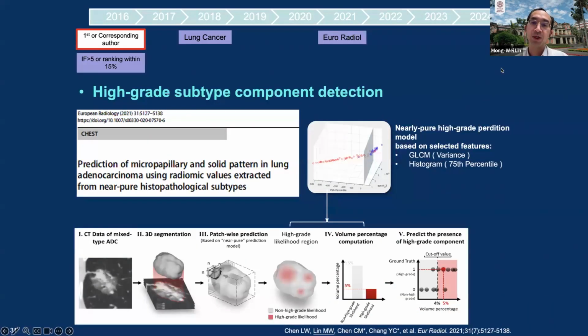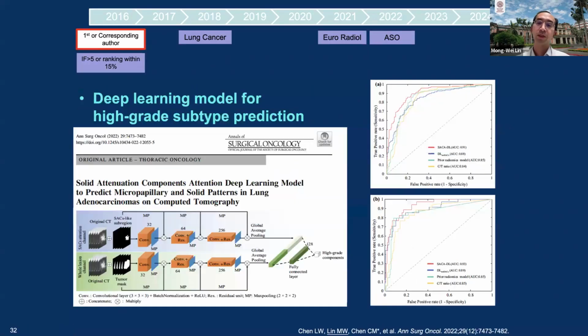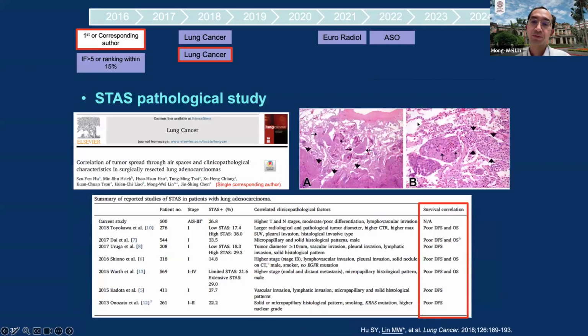And because the presence of a high-grade component has a major impact on prognosis, even a 20% high-grade area is enough to define a tumor as high risk. So next, we focused on the detection of high-grade components and published a study specifically on this topic in European Radiology. We also developed a deep learning model to predict the high-grade subtype using CT images, to automatically learn the patterns associated with these aggressive components.